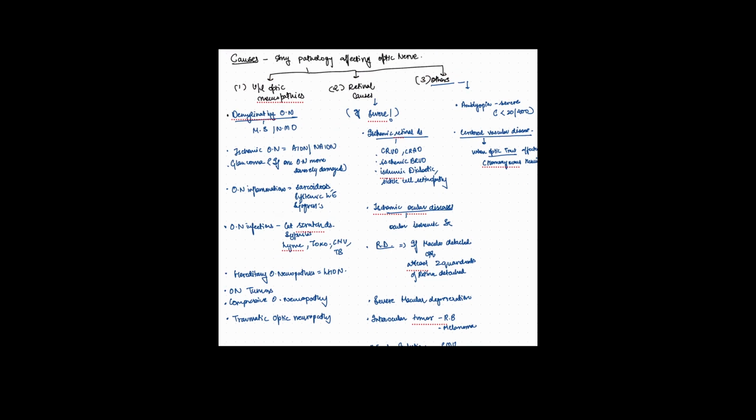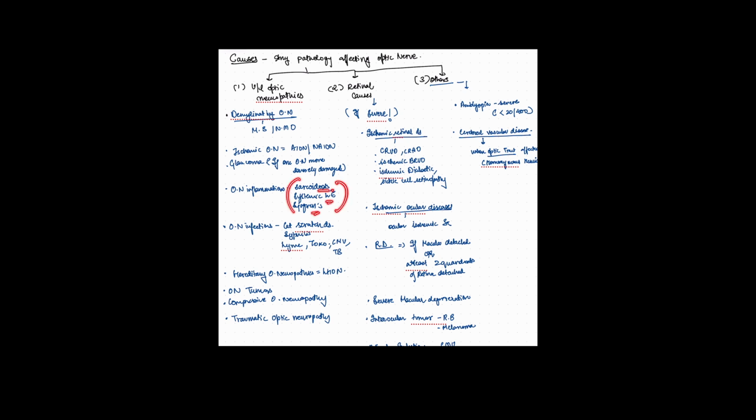Unilateral optic neuropathies: there can be demyelinating disease, optic neuritis, the most common cause of which is multiple sclerosis. There could be ischemic optic neuropathy, for example, arteritic ischemic optic neuropathy or NAION, non-arteritic. Glaucoma. Glaucoma is usually a bilateral disease, but if one optic nerve is more severely damaged than the other, then RAPD will be elicited. Optic nerve inflammation: sarcoidosis, SLE or Sjogren's, any cause of inflammation of the optic nerve.